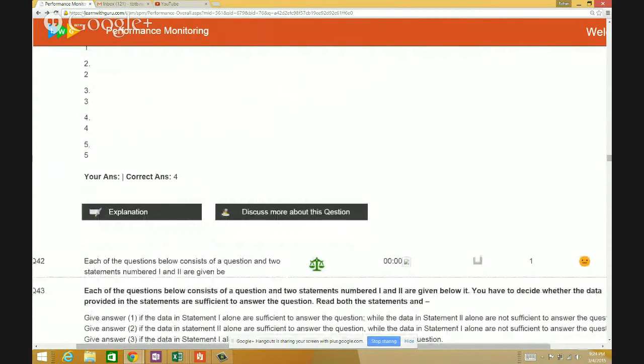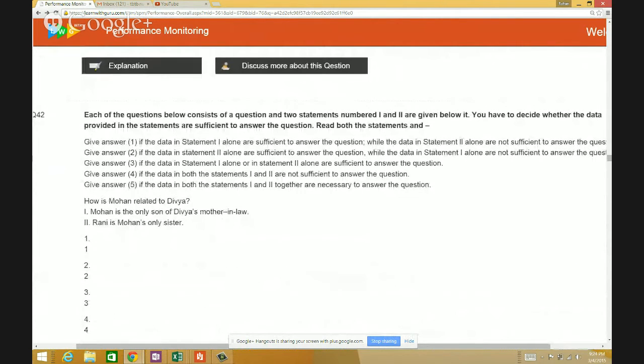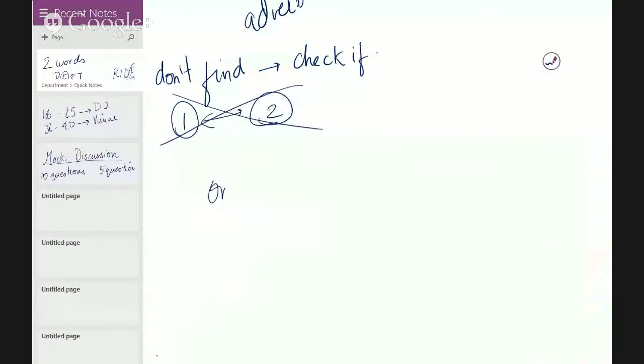Have a look at this. How is Mohan related to Divya? So I need to know Mohan and Divya. I'll see the statement first. Mohan is the only son of Divya's mother-in-law. Now, these kinds of blood relationship questions always start from the back. So I'll just write it down for you. Only son of Divya's mother-in-law.